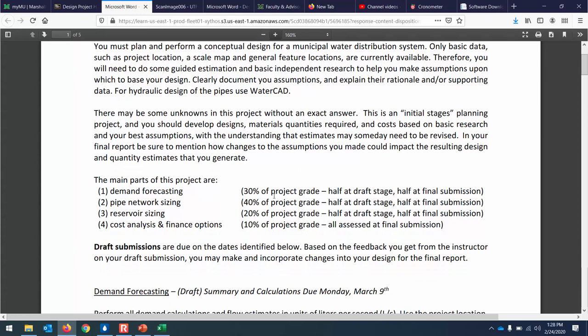Half of the project points are assigned at the draft submission stages, and half of the points are at the final, the last report that you turn in. And what I found is that it's a lot easier to do this project if we break it up into pieces instead of you having to just work on it and not get feedback along the way and then turn it in all at once at the end of the semester. And so there are draft stages.